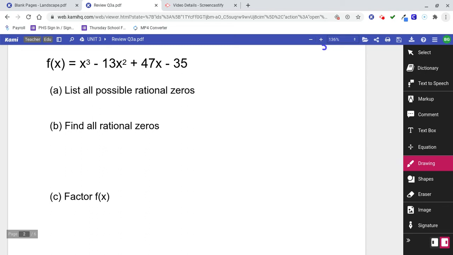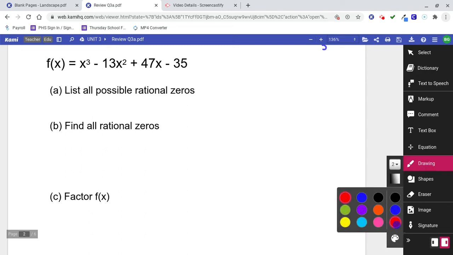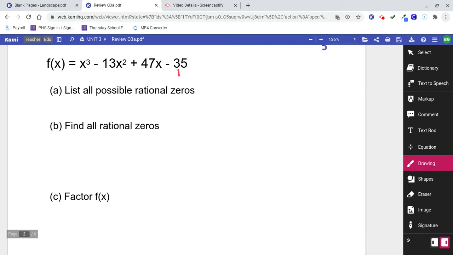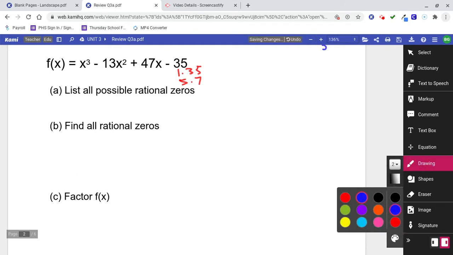List all possible rational zeros. This one is a little bit tedious because this is the one where you have to go 1 and 35, 5 and 7. Well, this one's not so bad because there's only a 1 there. The only factors of 1 are 1. But you have to take all of the numbers on the right divided by all of the numbers on the left. Those are all the possible rational zeros.